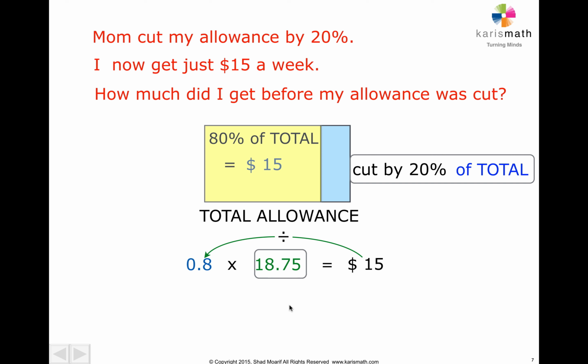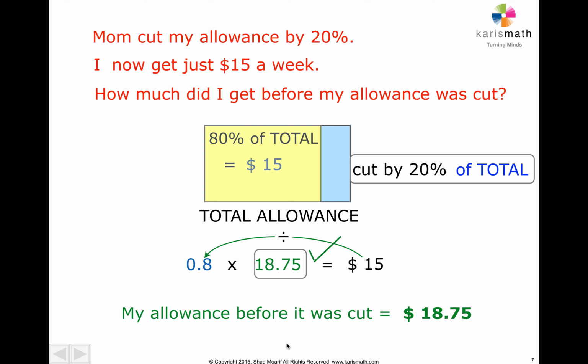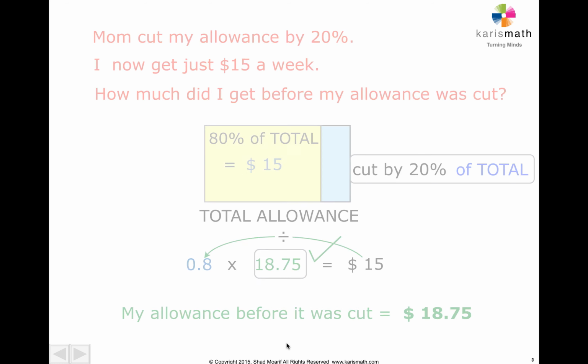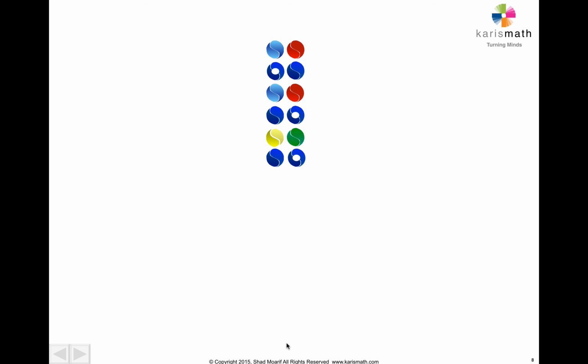$18.75. That's the amount that I used to get before my allowance was cut. So the original amount I used to get was $18.75, and 20% of it got cut off. I'm now just getting $15. That's how we solve this problem. Okay, now you try it on your own when you sit at work and do these kind of problems.